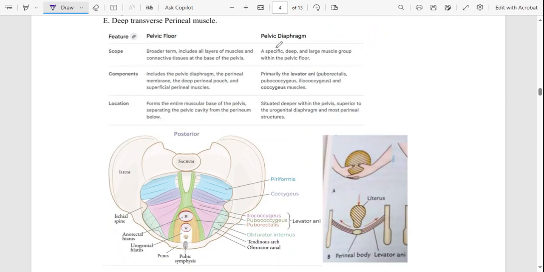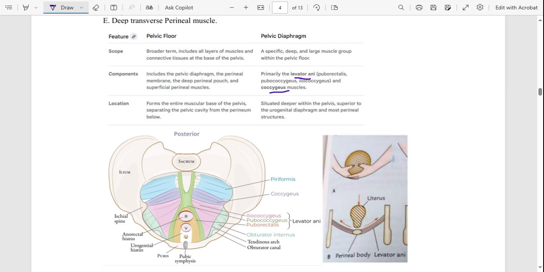Okay. So again, this is a comparison: pelvic floor and pelvic diaphragm, as we said earlier. When we say floor, it is a broader term. It includes all the layers of muscles and connective tissue at the base of the pelvis. This is specifically the pelvic diaphragm, which is just a specific deep and large muscle group. The components of the pelvic floor are the pelvic diaphragm, the perineal membrane, the deep perineal pouch, and then the superficial perineal pouch. The pelvic diaphragm is made up of the levator ani and also the coccygeus.